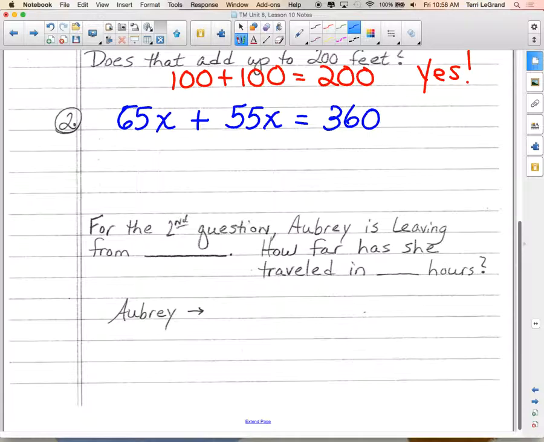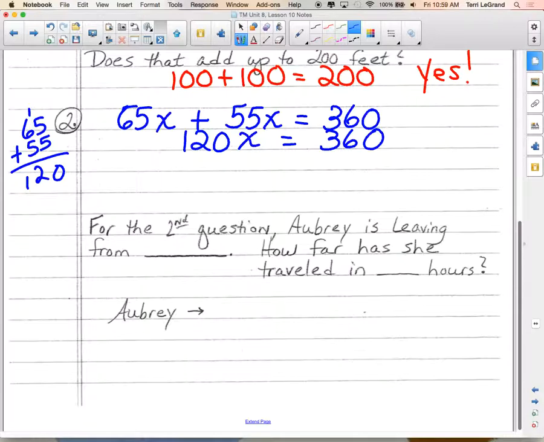We got to combine the x's. So how many x's are there? 65 plus 55. How many is that? 120, okay, 120 x's. We're finding out how many x's there are right now. And when we take that 120 times that x, that will give us how many miles, okay? So, is it ready to solve now? Yes, okay. Let's go then.